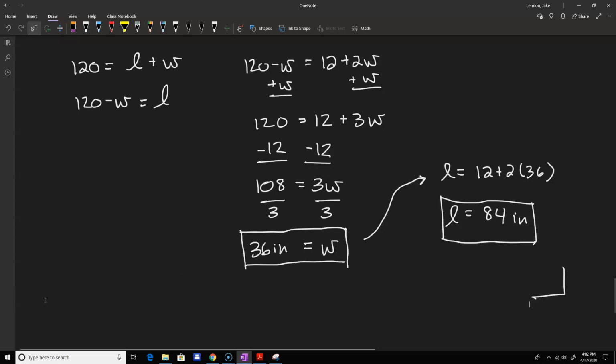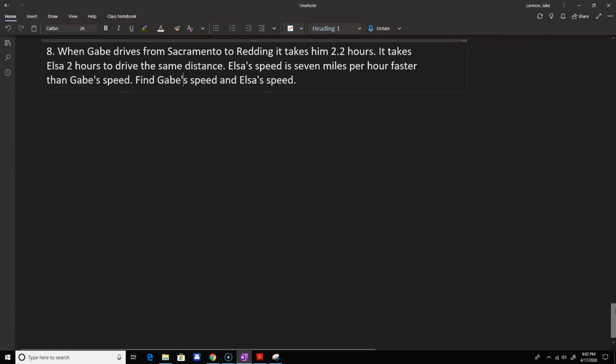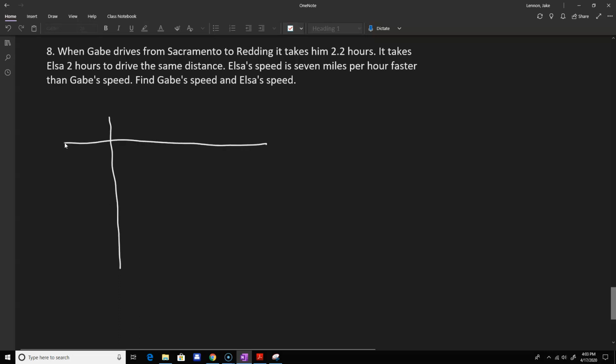All right, so let's go ahead and look at the last example. So this last example is a uniform motion problem. So basically we want to set up a chart where we have distance equals rate times time. So we have two people involved here, Gabe and Elsa, and they're both making the same trip, so they would have the same distance. But anyway, I'm getting ahead of myself a bit. So we have distance, rate, time. And then we have Gabe and Elsa.